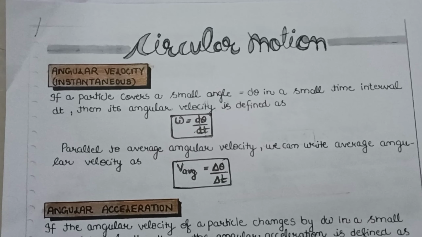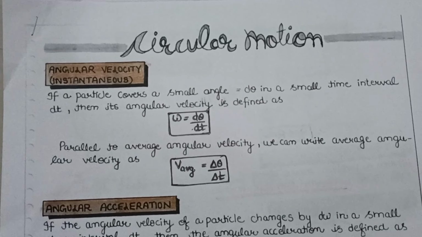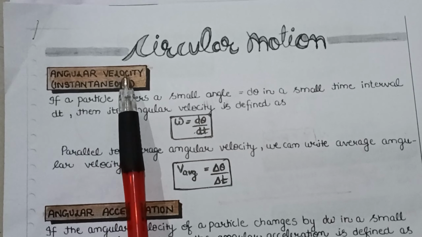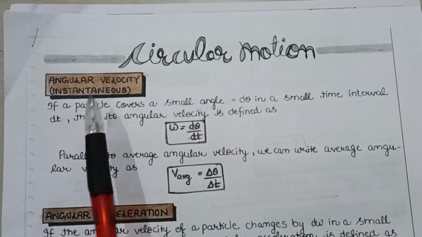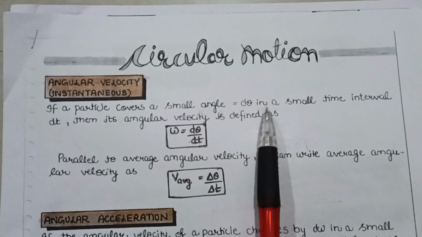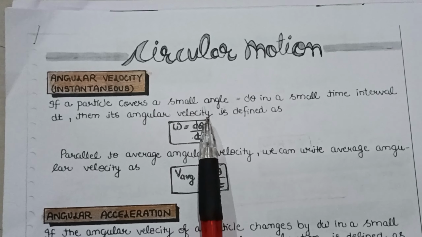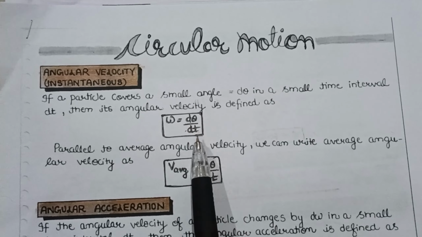Today we will be learning about circular motion. So let's start without wasting any time. First, we will learn about angular velocity. Angular velocity or instantaneous velocity. If a particle covers a small angle d theta in a small time interval dt, then its angular velocity is defined as omega is equal to d theta upon dt.